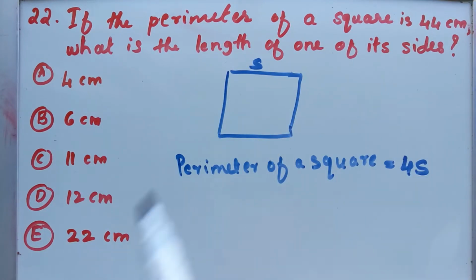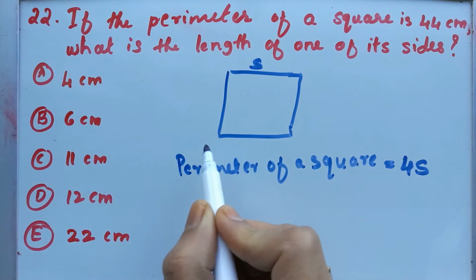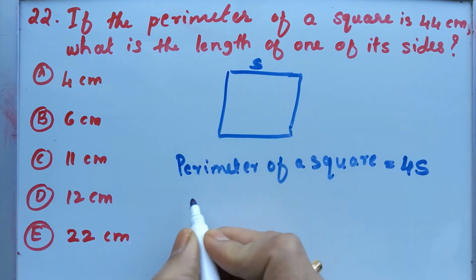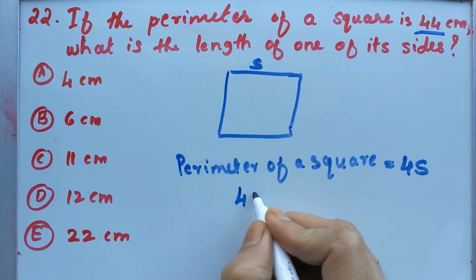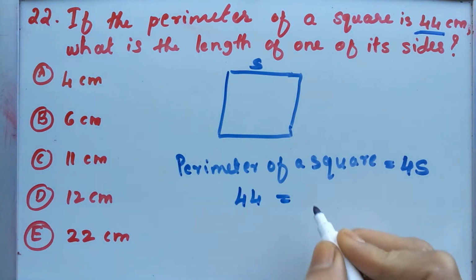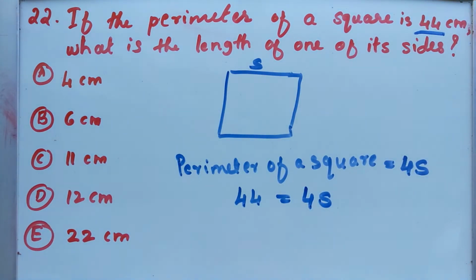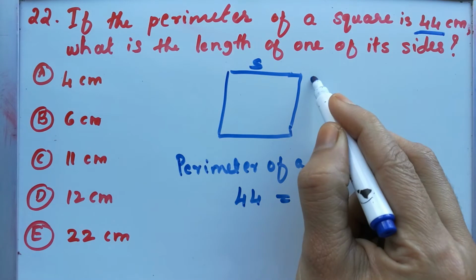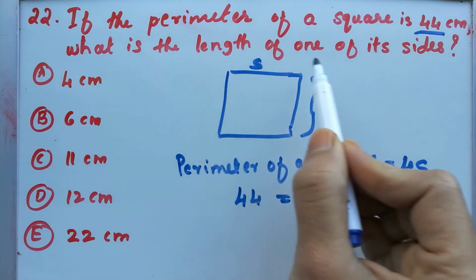Perimeter of a square is 4 times its side. That means you have to add all these 4 sides. So what is perimeter here? Perimeter is 44 centimeter. 44 centimeter is 4 times its side, 4s. So you have to find what is the length of one of its sides. If you get one of the sides, then you can find all the sides.